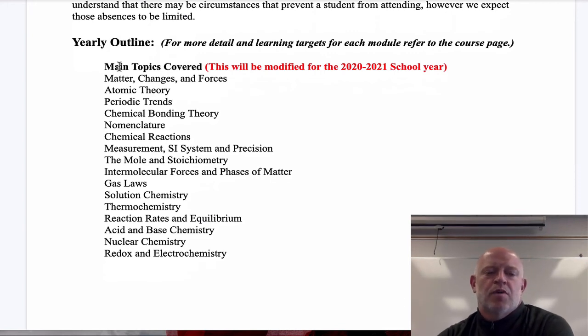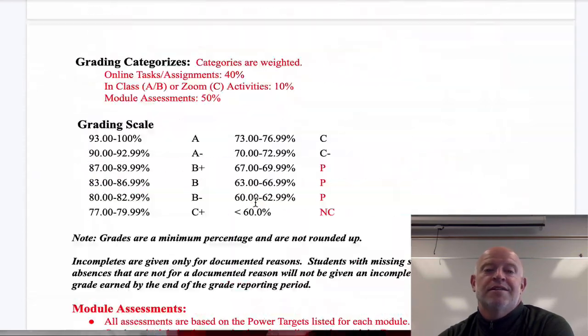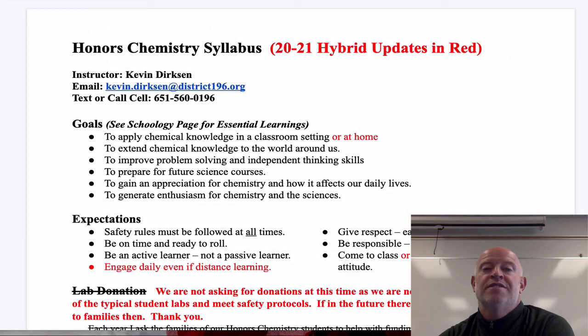So we're going to try to hit all these same topics. We may not go into as much depth this year, and we may have to remove a few to make sure the most important things are covered. It all depends on how we pace and how things work as we explore this new hybrid model. All right, that's the syllabus. You will definitely have a chance to ask questions about it at the end of this video.